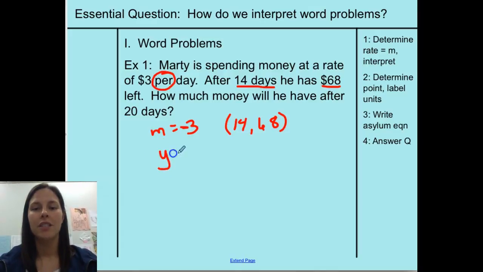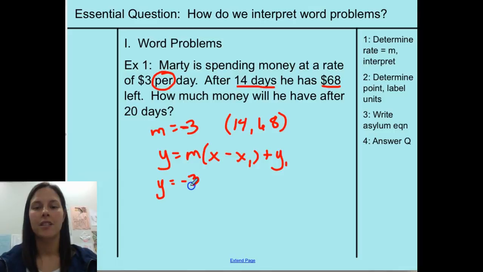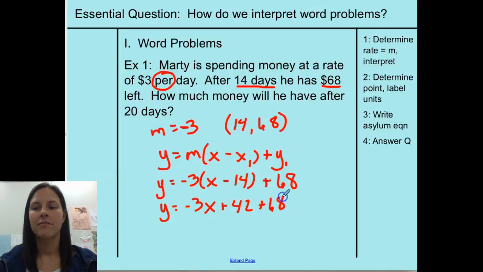Then we can substitute this information into my point-slope equation. We know our slope is negative $3 per day. The 14 goes into the parentheses grouped with the x and becomes opposite. And the 68 stays on the outside of the parentheses, and it's normal, so it stays positive. Solving for y, we distribute that negative 3. And then combine our like terms.